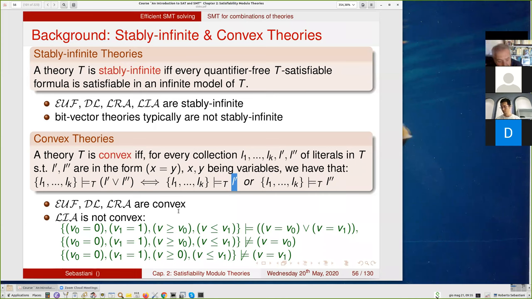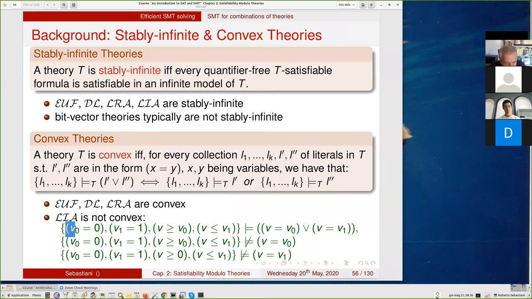Let me show you an example. Equality with UF, DL, LRA are convex. So if you take every set of literals, which, remember, is also a truth assignment, right? And you have that this entails a disjunction of equalities like x equals y or z equals w, then the same set of literals either entails x equals y or entails z equals w. This is not the case for some other theories, like linear integer arithmetic. And here is an example.